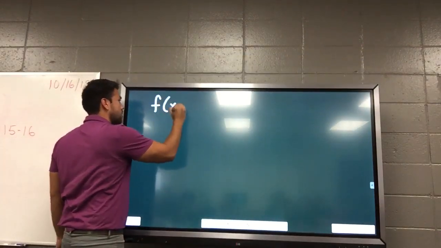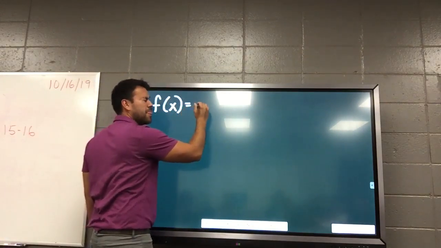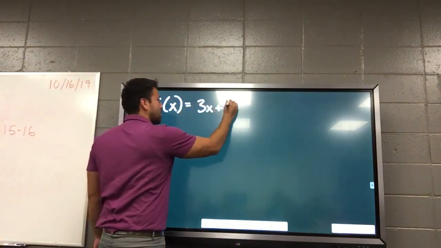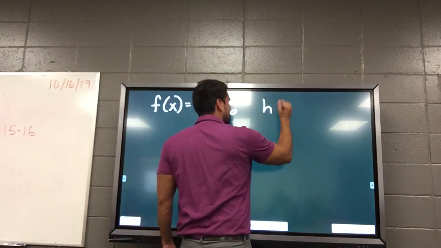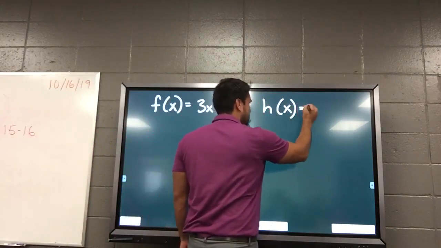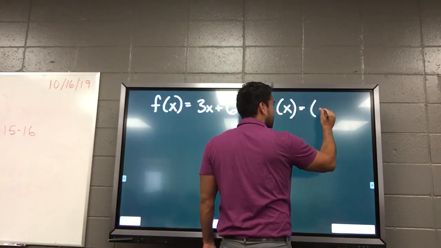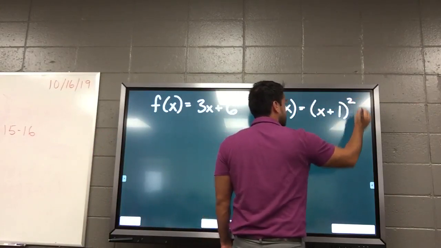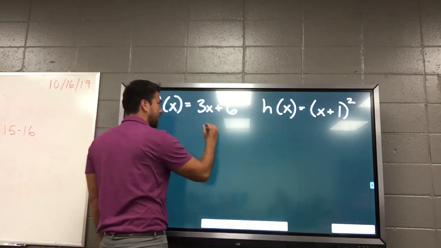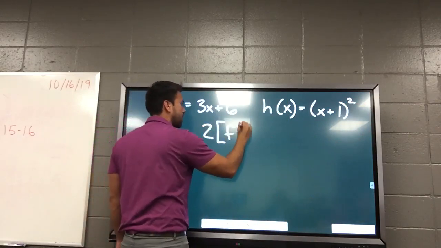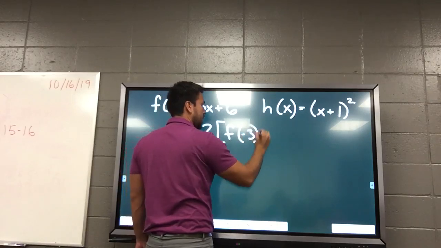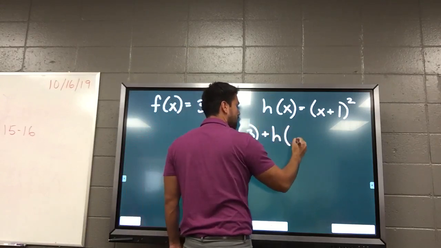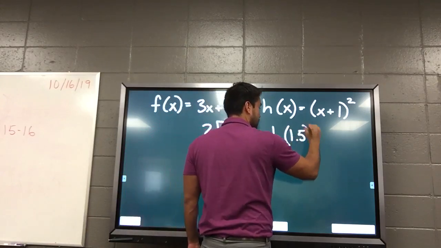All right, what's the f of x equation, Josiah? 3x plus 6. All right, what was the h of x equation, Alex? h of x equals x plus 1 squared. Okay, and they want you to find 2 times f of, what was the number? Negative 3 plus h of 1.5.